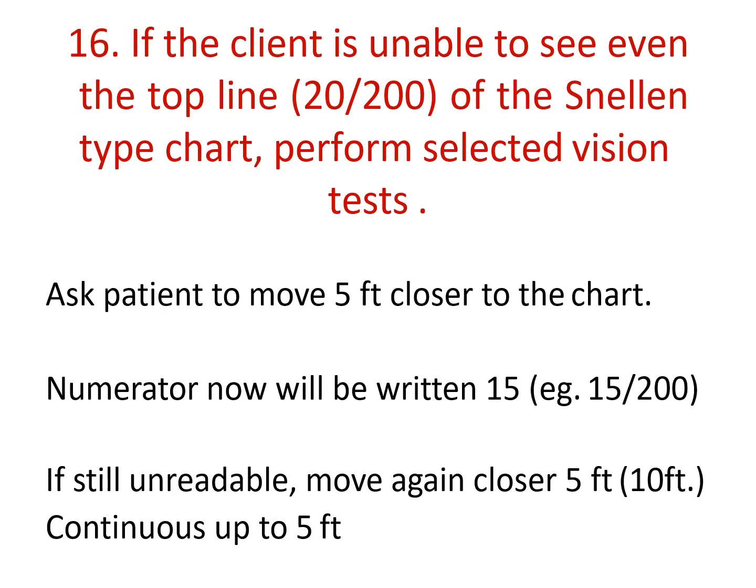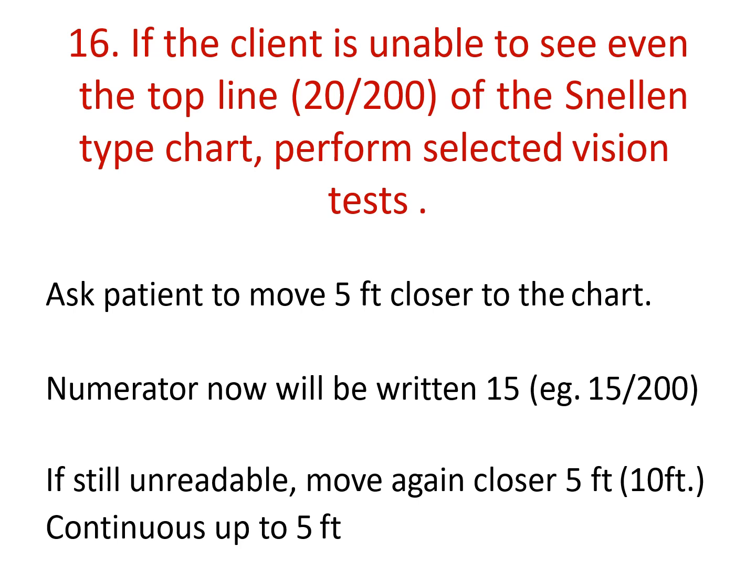So at this point, if the client is unable to see even the top line of the 20/20 vision of the Snellen chart, perform selected vision tests. So you ask the patient to move 5 feet closer to the chart. So the numerator now will be written 15 over 200. Why 15? 15 is the numerator because it is the distance of the patient from your chart.